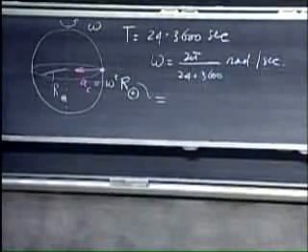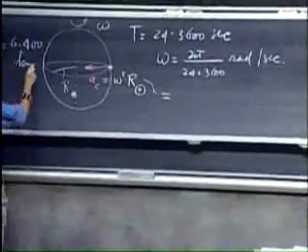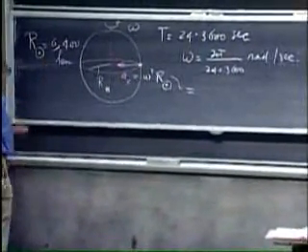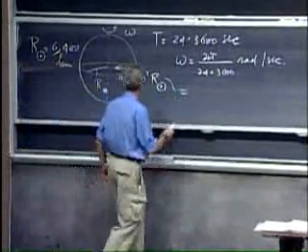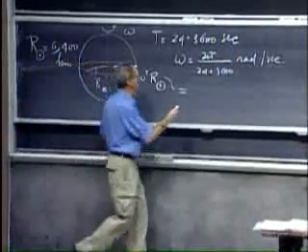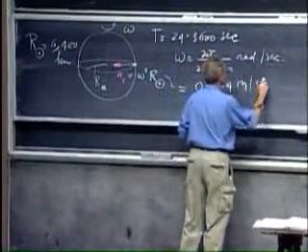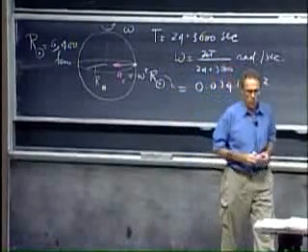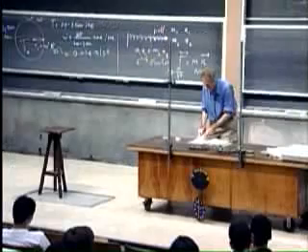The radius of the Earth is about 6,400 kilometers. Make sure you convert this to meters, of course. And you will find then that the centripetal acceleration at the equator, which is the worst case, it's less here, is 0.034 meters per second squared. And this is way, way less. This is 300 times smaller.